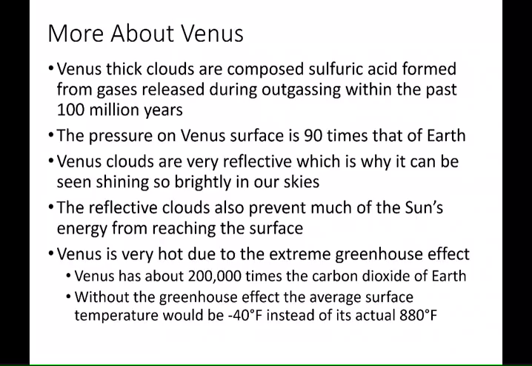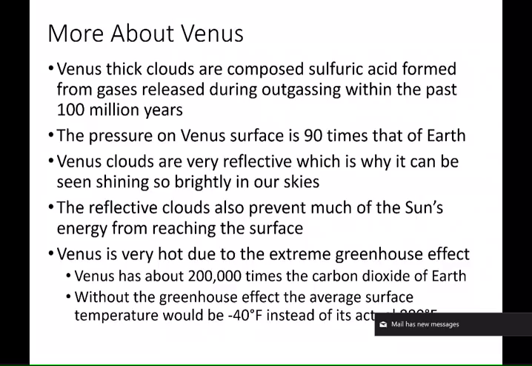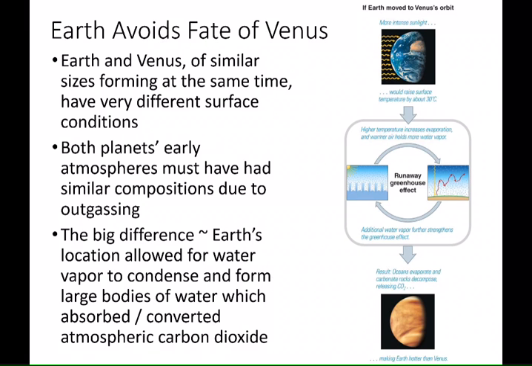Let's see, what else do we have? Oh, so carbon dioxide, Venus has a lot of it, and in a minute I'm going to compare Venus with Earth, okay? But if Venus didn't have the greenhouse gases it has, and I think we talked about this before, instead of the hot temperature it'd be negative 40 degrees Fahrenheit instead of 880 degrees Fahrenheit. So those greenhouse gases, yay for greenhouse gases.